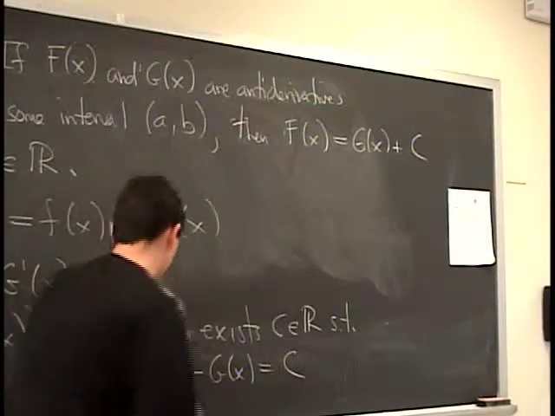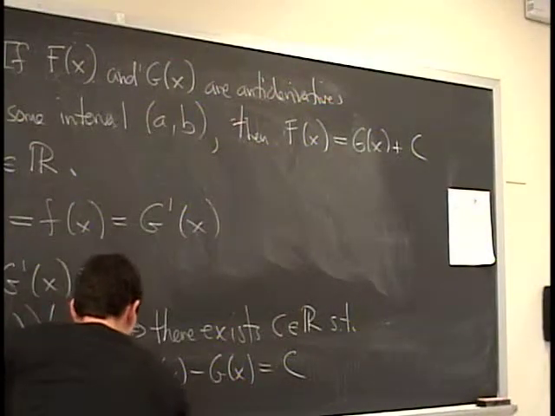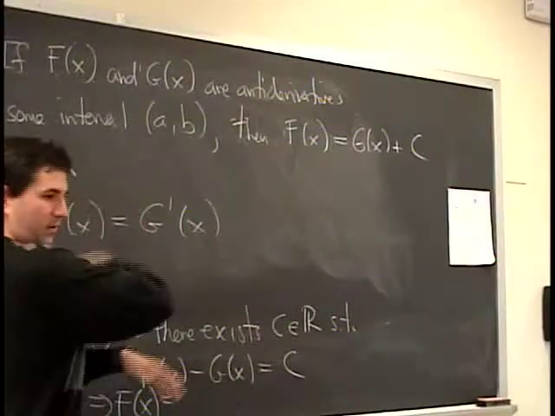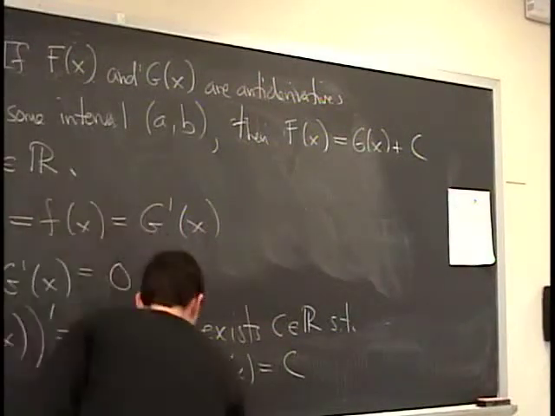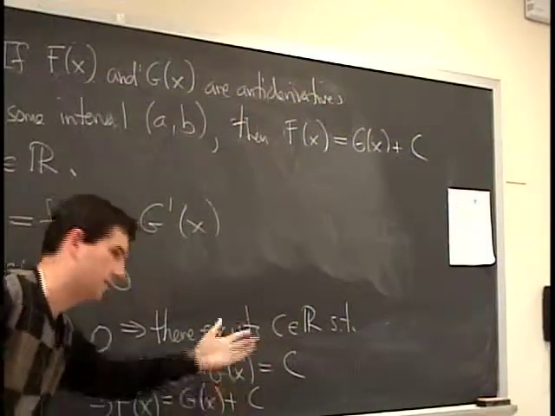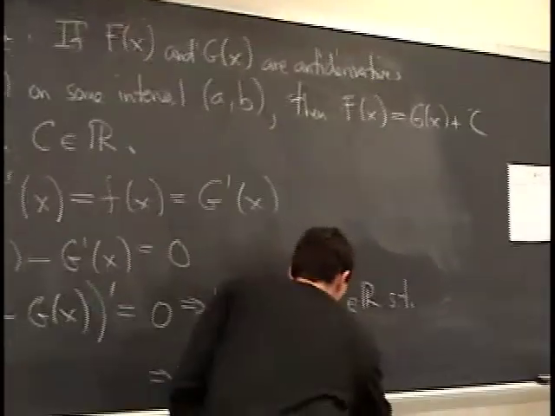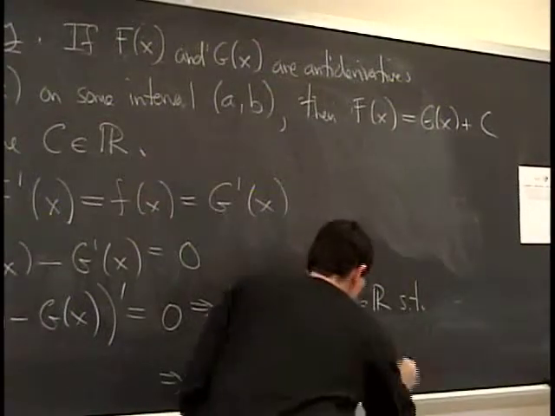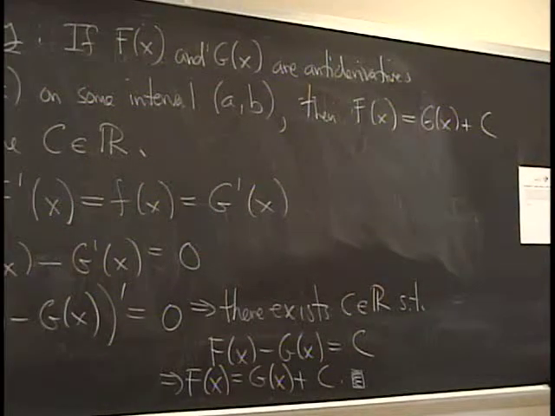Okay, now I add G of x to both sides. Of course, it doesn't matter, right? I can move a constant from one side to the other. It's a constant. So F of x equals G of x plus c. Voila. What luck. Okay, so this is very cool.